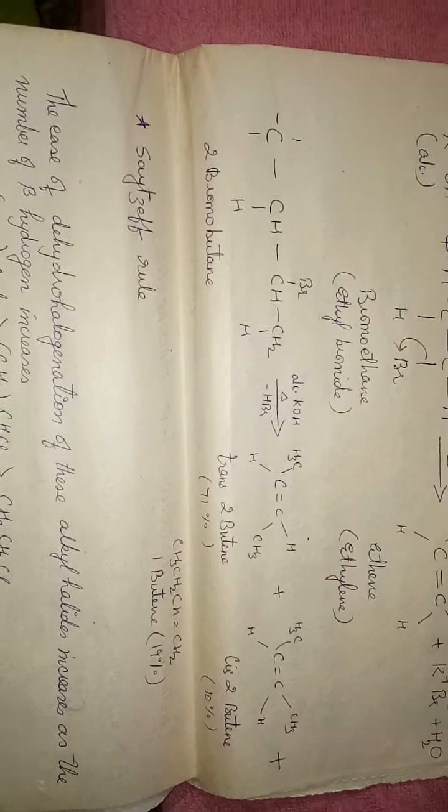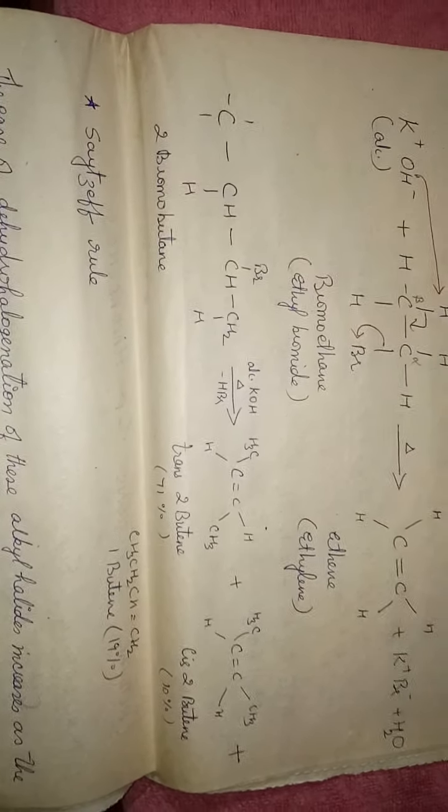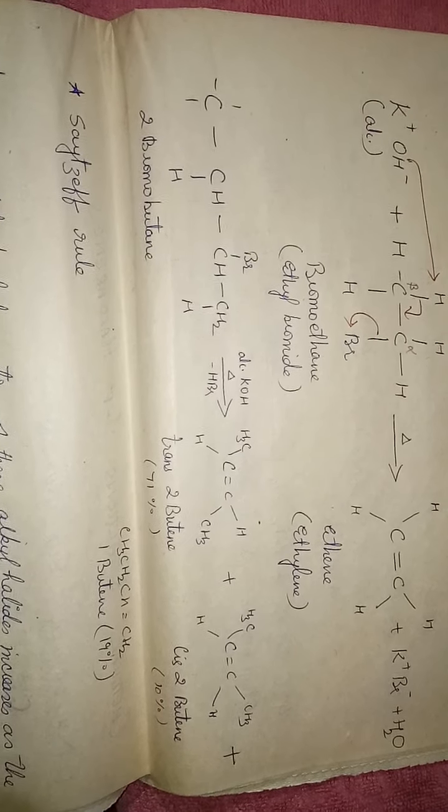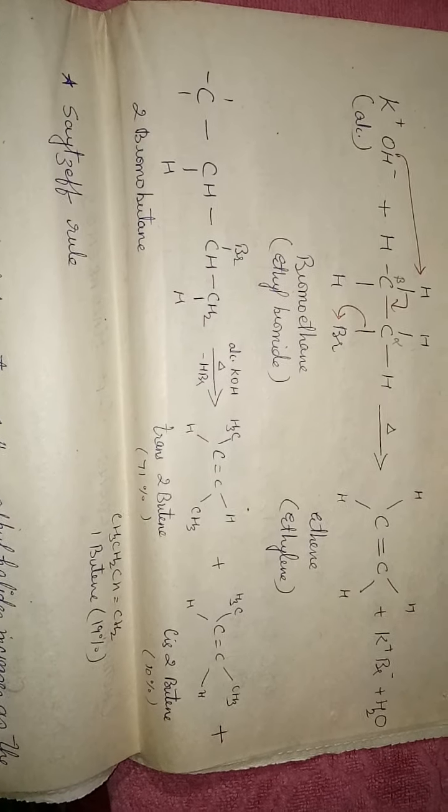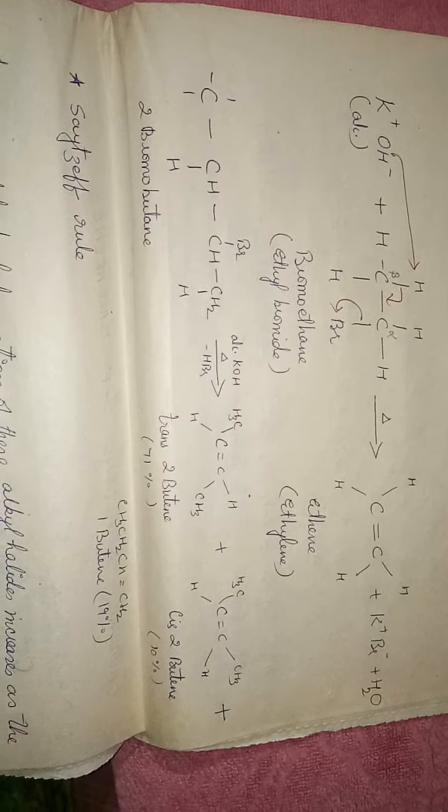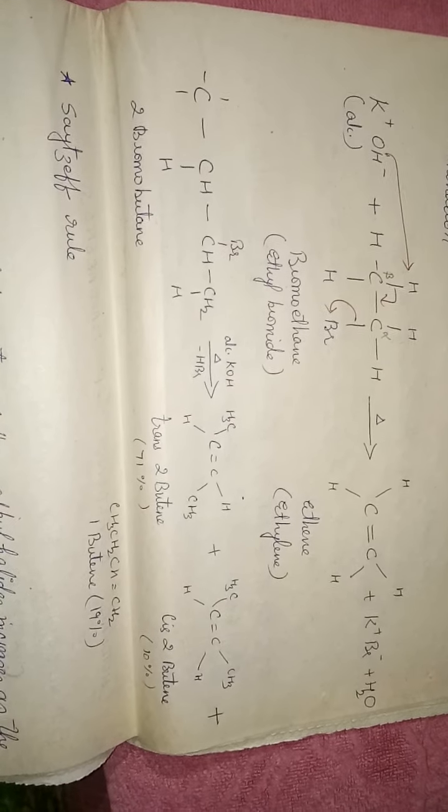This is what Saytzeff says. I am repeating, where you will have a double bond, and in the presence of the double bond where you will have more alkyl groups, that will form the major product. Clear? This is said by Saytzeff.